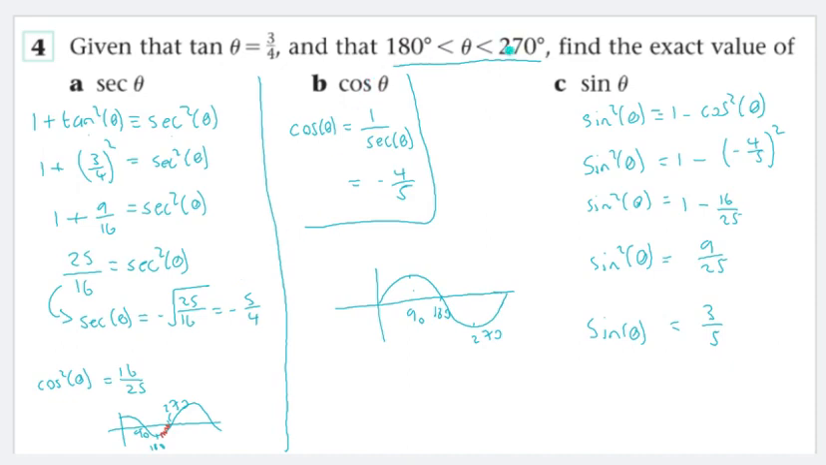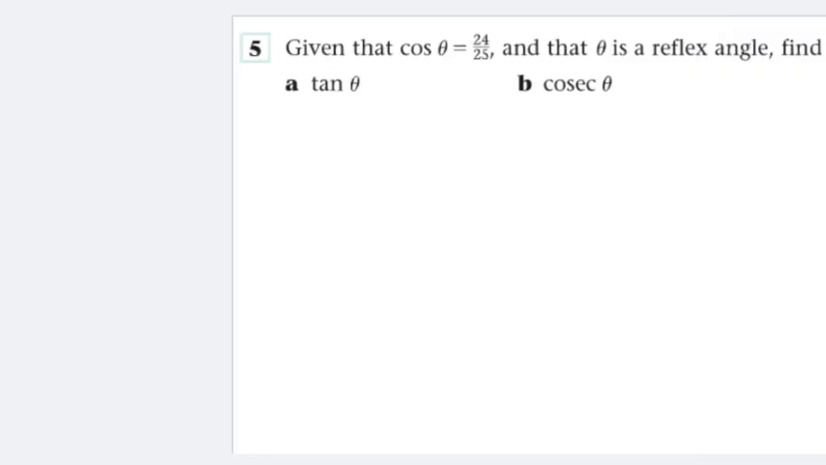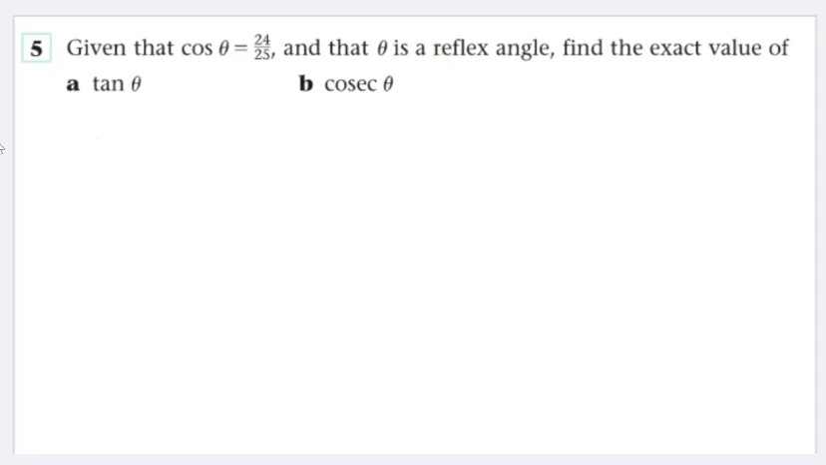We can see that between 180 and 270, that's going to be negative. Again, you could just do sine of some angle between 180 and 270. If it gives you a negative answer, then you also know that this is going to have to be negative. So we've got our three values. Okay, let's keep going. Let's do one more.